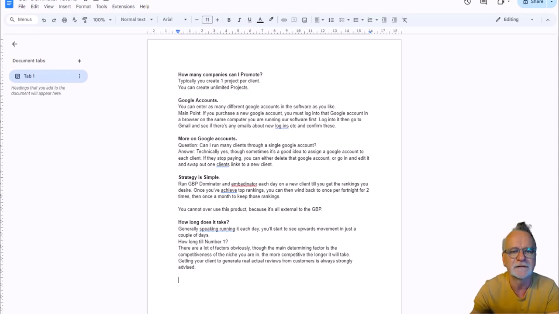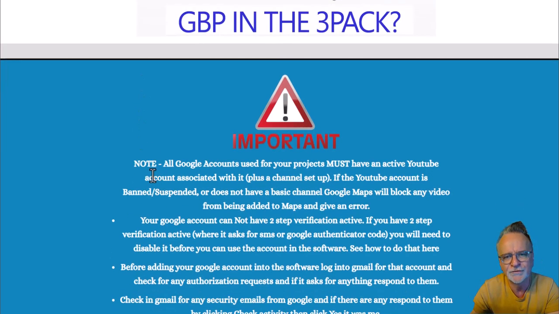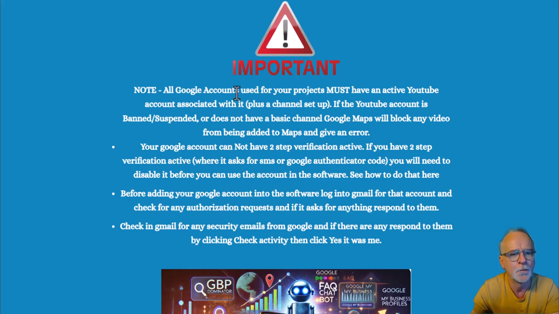So now let's go to the download page. It's important to read this information before you start. All Google accounts used for your projects must have an active YouTube account associated with it, plus a channel setup. If the YouTube account is banned or suspended or does not have a basic channel, Google Maps will block any video from being added to maps and give an error. So we embed our YouTube videos in these Google Maps, and to allow that to happen, the Google account you are using must have an active YouTube account.